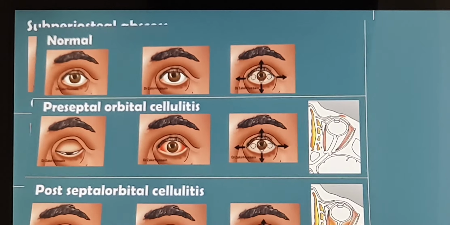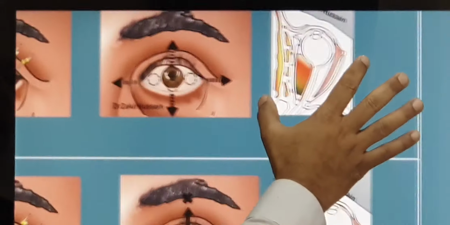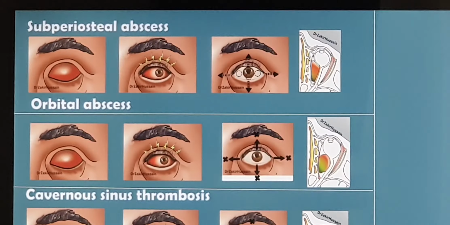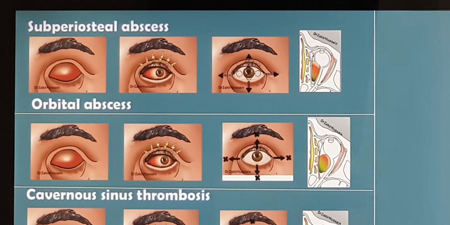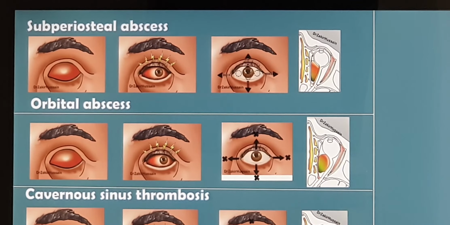Now coming to the third stage, which is subperiosteal abscess. Here, already there is cellulitis and that forms an abscess just near the bone. So examination findings will be that the eyelid swelling is going to be more and will be congested, and the patient is not able to open his or her eyelid easily. And now at this stage they start experiencing pain inside the eye, especially during eye movements, and the eye movement is going to be restricted. So when you do a CT scan with contrast, it will show that there is an abscess inside.